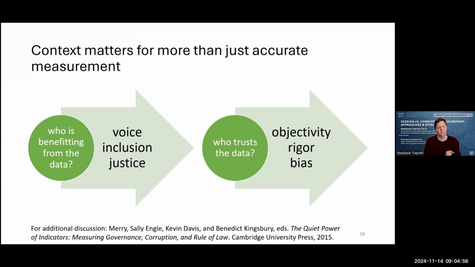Who is benefiting from that data? And this is about voice, inclusion, and justice. And who trusts that data? It's about objectivity, rigor, and bias.